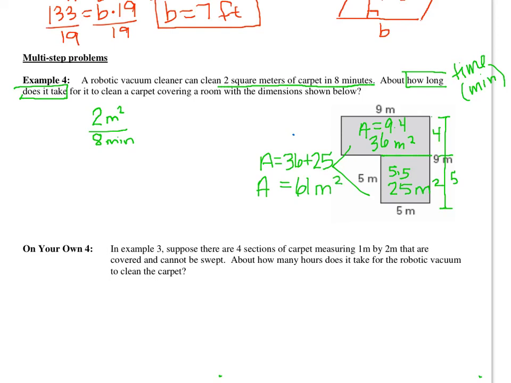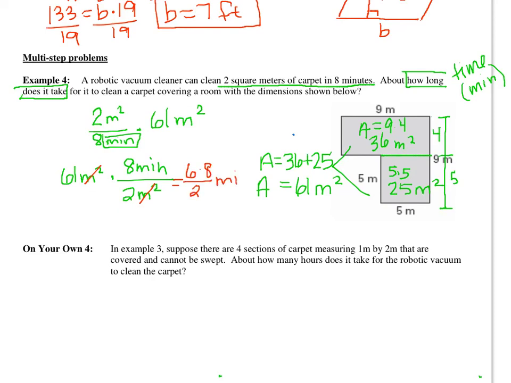Now, my answer is how long. So I need to take my meters squared and multiply this and end up with minutes. Well, if I multiply it just like I've set up here, the top and bottom will cancel, and minutes and meters squared don't cancel. So I need to flip this around. The problem I actually need to do is 61 meters squared times 8 minutes on the top over 2 meters squared. What that'll allow me to do is let my meters squared cancel out.